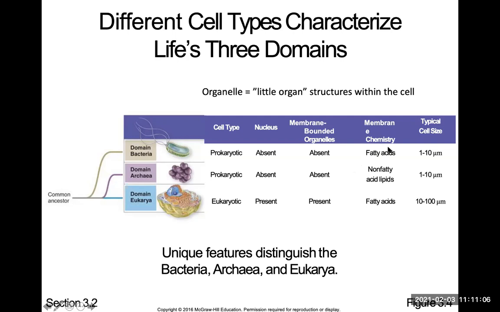Some membrane chemistry: there's fatty acids, non-fatty acid lipids. I'm not going to go too much into detail for this. If you're taking a chemistry class, they might go over this for you. Then the size: typical size for bacteria is 1 to 10 micrometers, same thing for archaea, but animal and plant cells are a lot bigger in size because they're eukaryotes again, and their size is 10 to 100 micrometers. You want to remember the cell size.